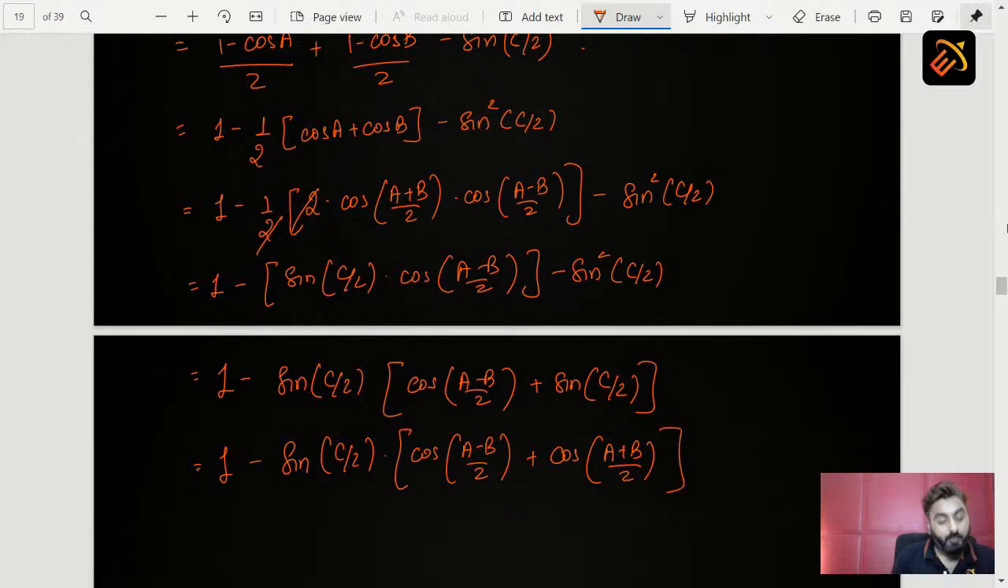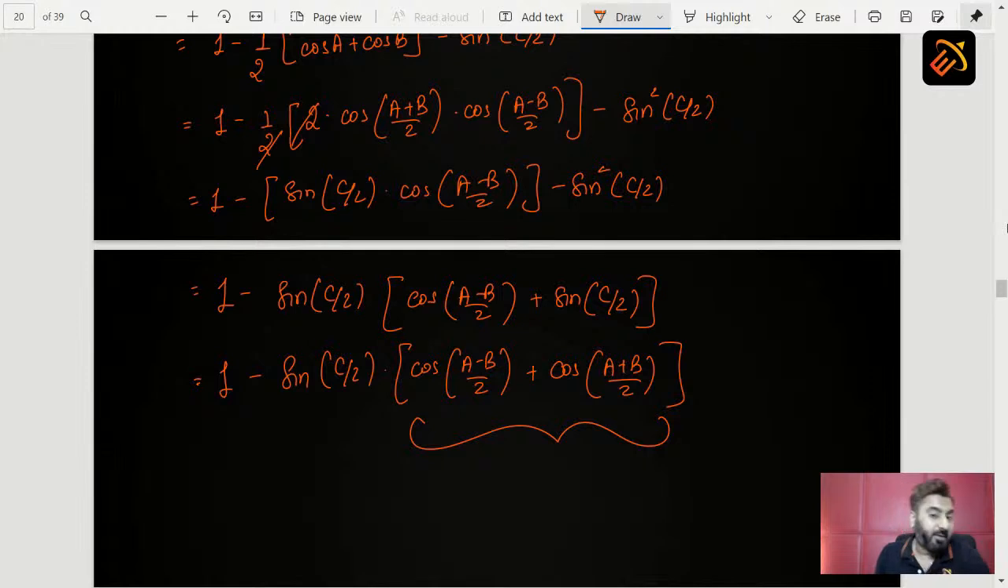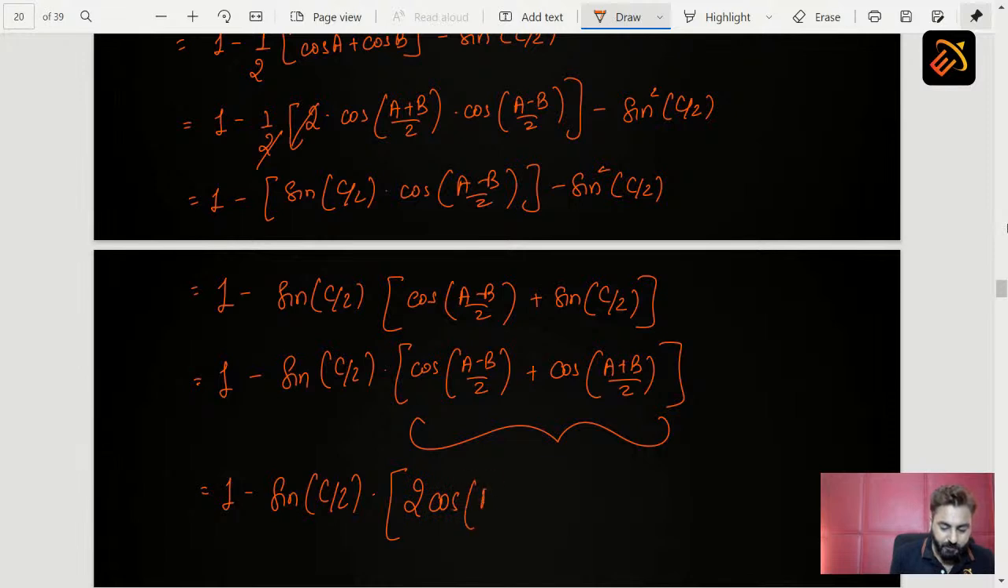बट ये क्या है, दिस इज योर defactorization formula. Cos plus cos 2 cos cos. Yes, या तो defactorization अप्लाई करो या तो factorization अप्लाई करो, स्विच करना है. तो 1 माइनस sin c/2 इंटू cos plus cos 2 cos cos, तो ये हो जाएगा 2 cos a/2 इंटू cos b/2.